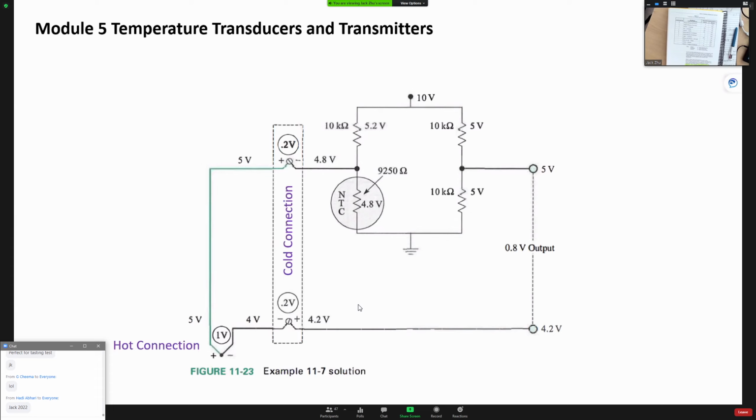What they showed here is just an electrical circuit. Here's the hot junction, here's the cold junction. I believe what they try to do here is use a certain type of bridge circuit to make sure the output will match whatever the temperature difference is.